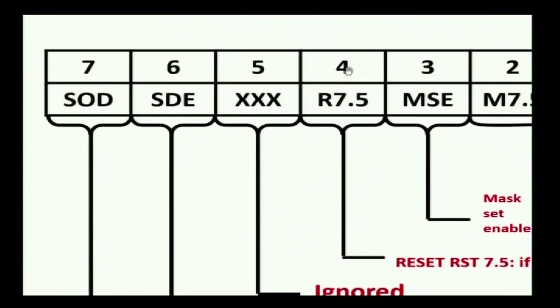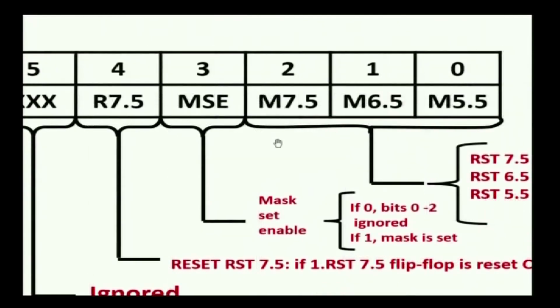Among the next bit positions, D4 is represented as R7.5, that is, reset RST 7.5. This is an additional control bit which is used to set or reset the RST 7.5 interrupt. Why do they give an additional control bit for RST 7.5? They gave one example.